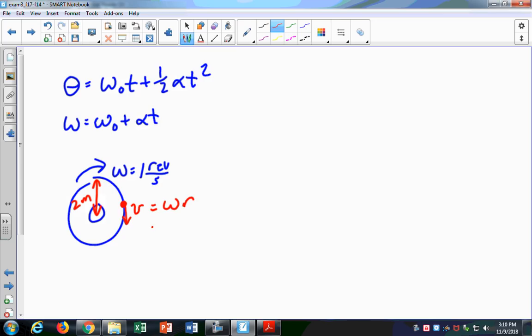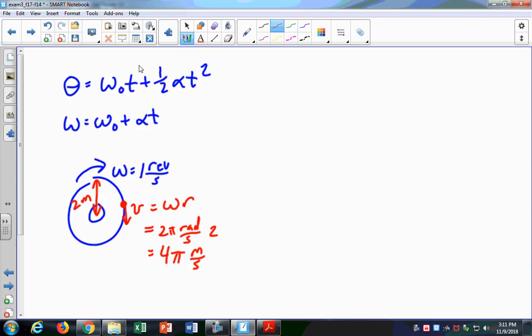So that would be 2 pi radians per second. Why did I write 2 pi? Right, it's a revolution, right? There are 2 pi radians in 1 revolution times the radius, which is 2. So that would mean that the speed is 4 pi meters per second, or about 12 meters per second.